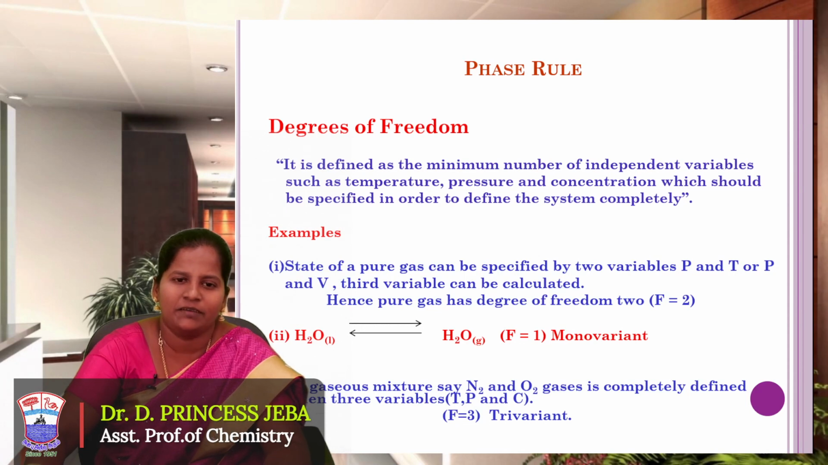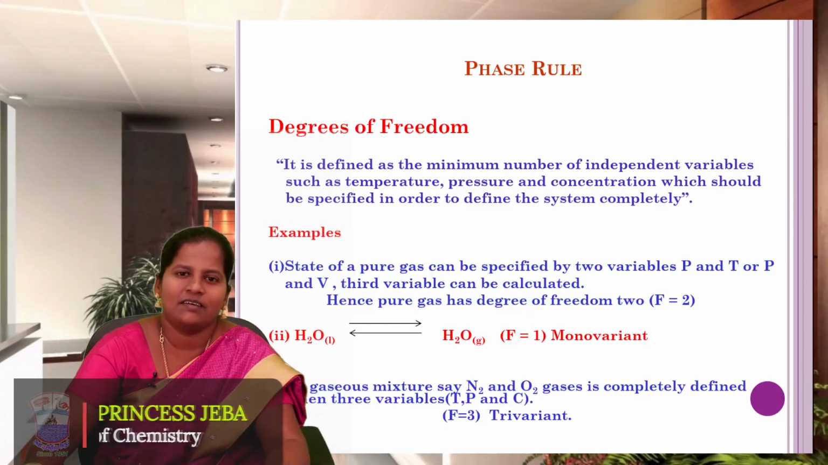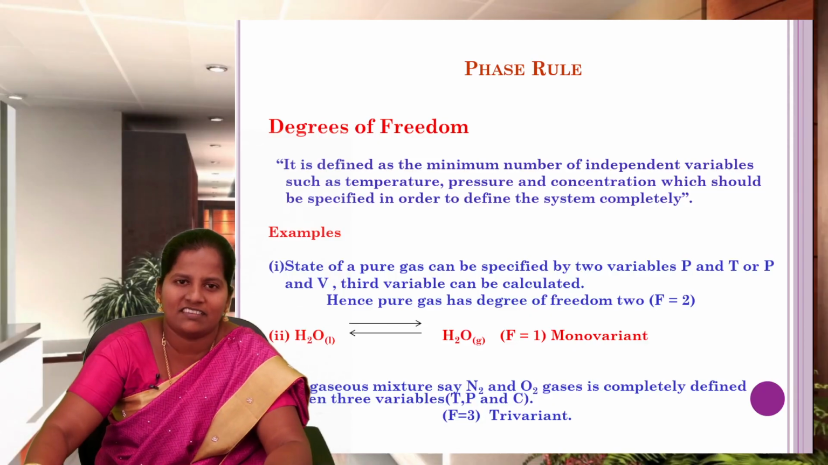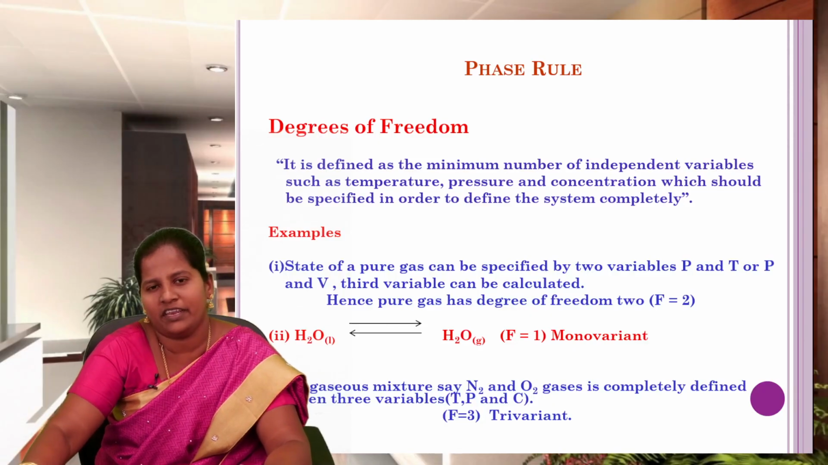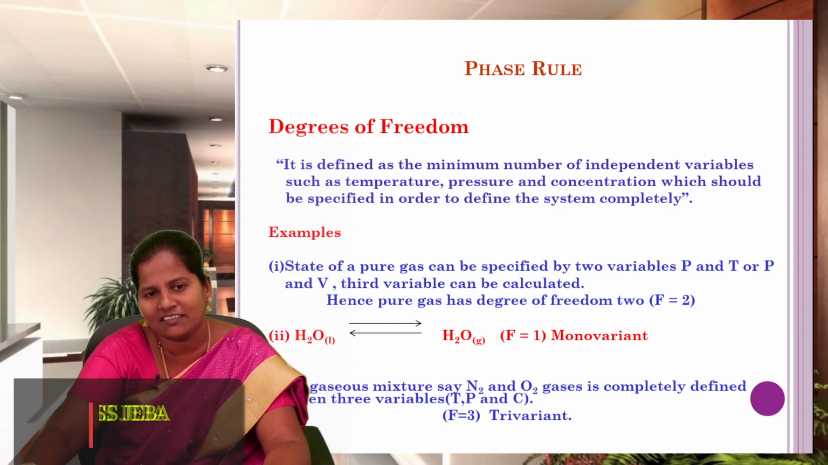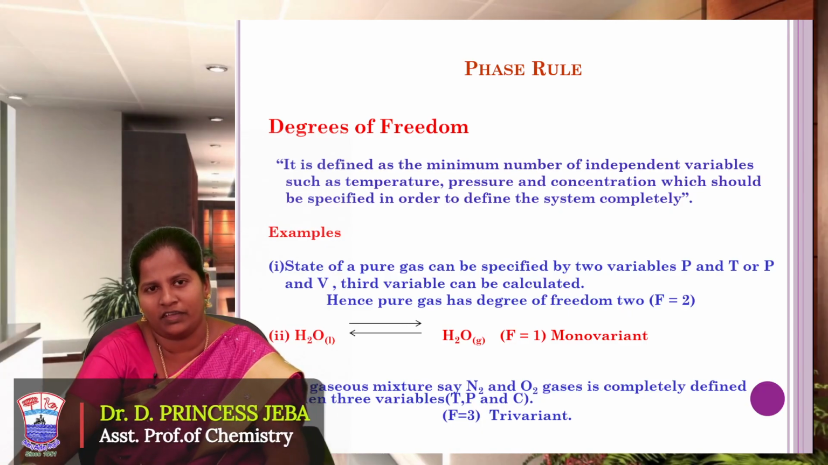So degrees of freedom is nothing but the minimum number of variables. If you need only temperature to explain this, then temperature is the variable, whereas if you need temperature and pressure, then we need various variables to explain the system. But degrees of freedom is the minimum number of variables which explains the phases of a system completely. For example, the state of a pure gas can be given by both temperature and pressure, or temperature and volume.